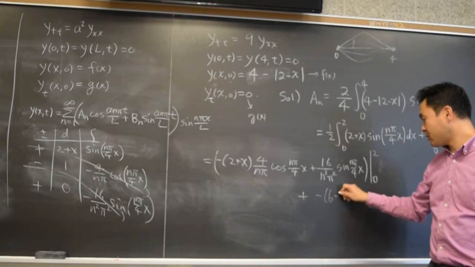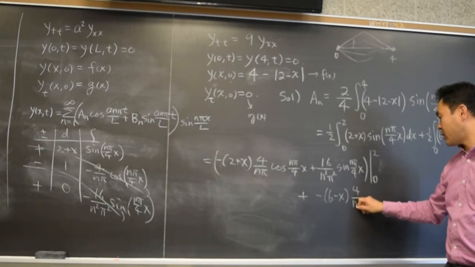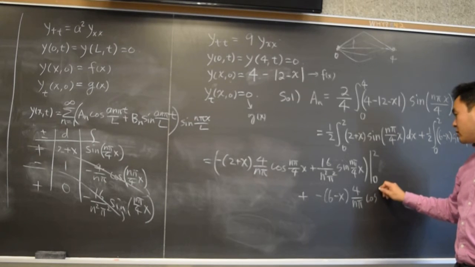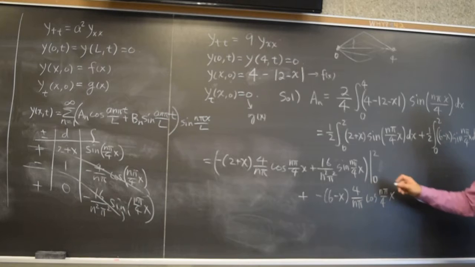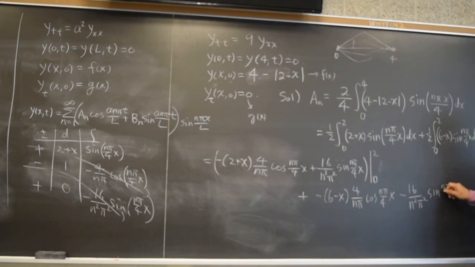negative 6 minus x, 4 over n pi, cosine n pi over 4 x. And then for the second one, you'll be minus 16 over n squared pi squared sine n pi over 4 x. And for this one, you'll be plugging in 4 and 2. Sorry for skipping this, just to save time. But if you want to check, you can do the same tabular again. And you'll find out that I did this right.